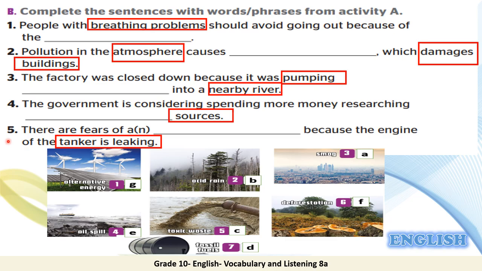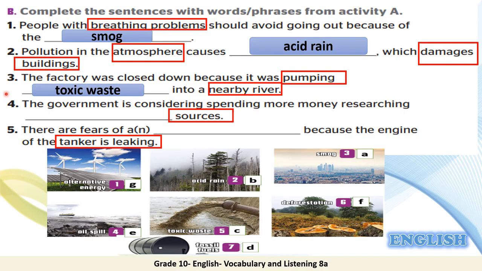Now let's brainstorm the answers together. Number 1, people with breathing problems should avoid going out because of the smog. Well done, everyone. Number 2, pollution in the atmosphere causes acid rain, which damages buildings. Well done. Number 3, the factory was closed down because it was pumping toxic waste.